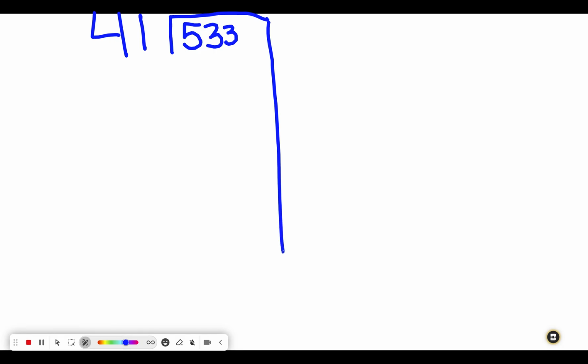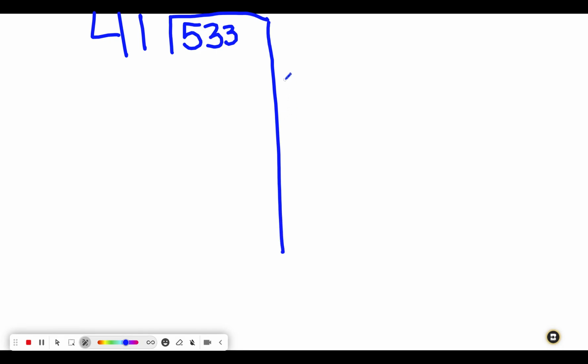So the first example that we're going to cover is 41 divided by 533. Okay, so looking at this just like we have been with our examples, none of these numbers appear to be especially friendly. So just like we did with area model yesterday, we're going to continue thinking about how many groups of 41 I can make. Except this time, we're going to do some of the work over here to the side.